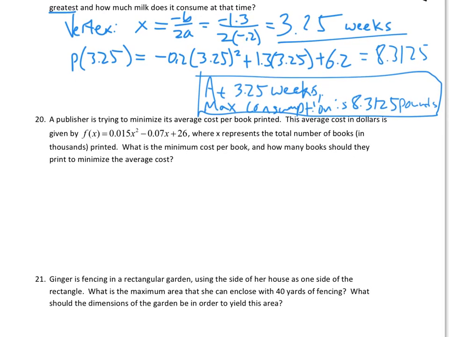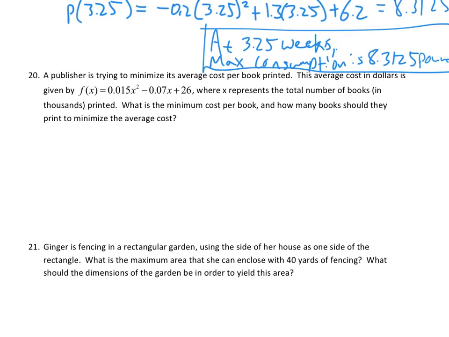So another max-min problem here. Publisher's trying to minimize the cost per book. Okay. So remember, maximums and minimums, we're just finding the vertex. And we know that x represents the total number of books in thousands printed here. What's the minimum cost per book? So minimum, we want to find the vertex. And how many books should they print to get that maximum or minimum of the average cost?